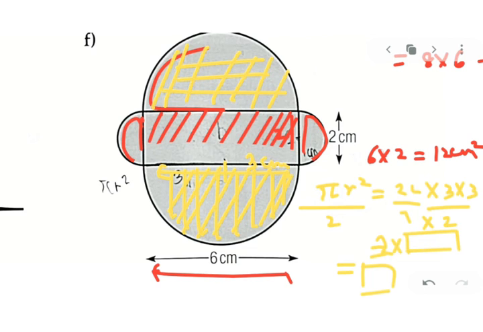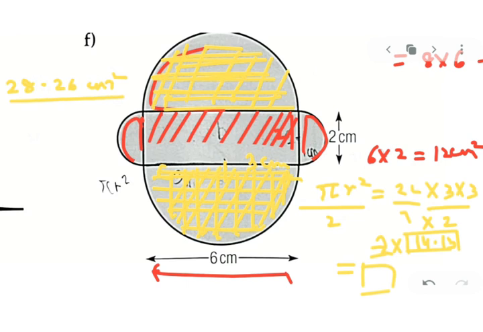So for each bigger semicircle, I'm getting 14.13 centimeter square. And when I multiply with 2, I'm getting 28.26 centimeter square as the area of these semicircles, which I have marked yellow. And in between, the rectangle we have already done, that is 6 into 2, that is 12 centimeter square.